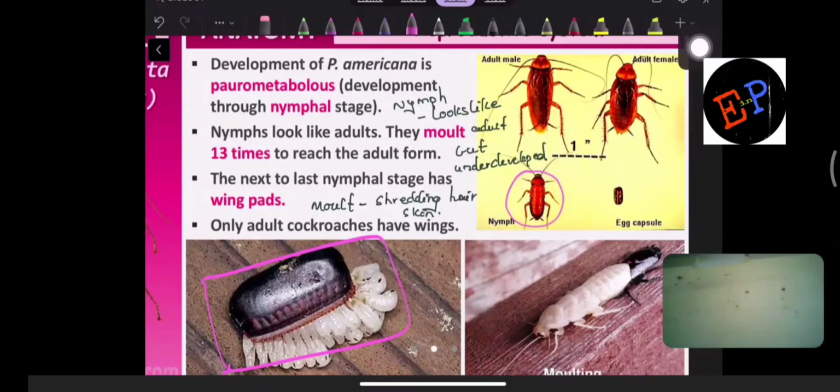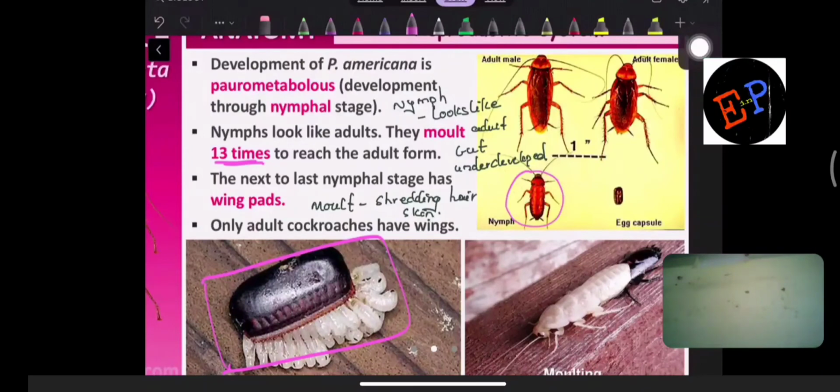And through a process called molting. What is meant by molting? Shedding of the old skin, shedding of the old feathers, shedding of the old hairs. That process is called molting. And similarly, some 13 times this cockroach will molt. Okay, ma? It means the old structures are released, and finally it becomes a fully grown cockroach. So this is the development of a cockroach.